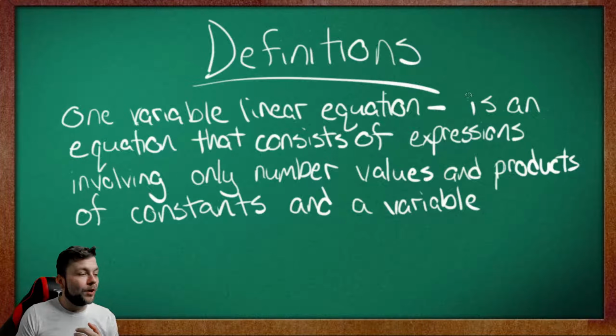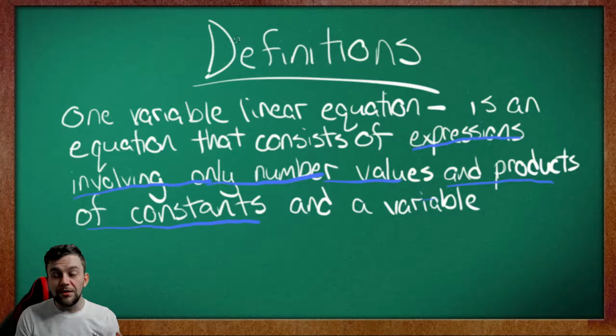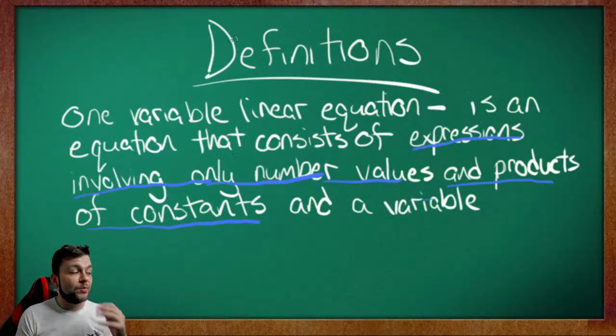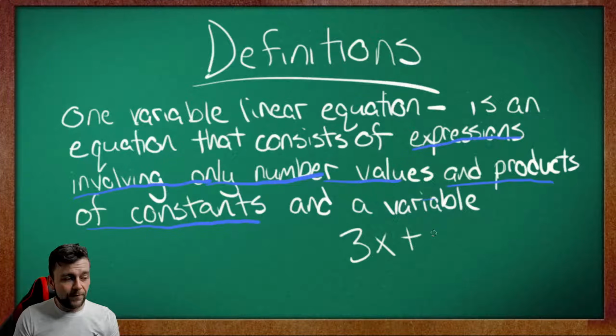The very first part I want you to think of is expressions involving only number values and products of constants. Okay, so what does that mean? What is the real life translation of an expression involving only number values and products of constants? So I'll just write one out here. We have 3x plus 4 equals 16.